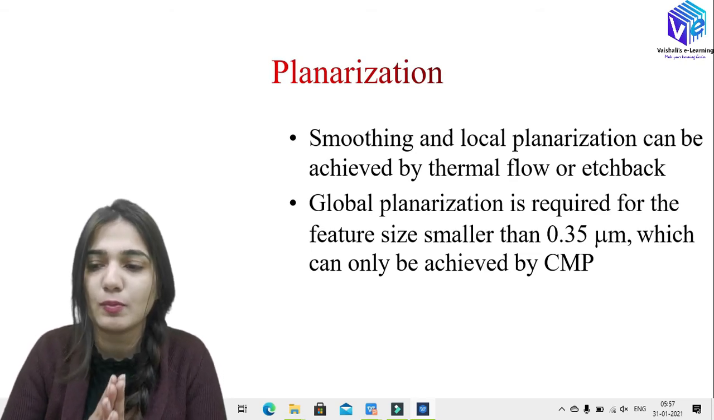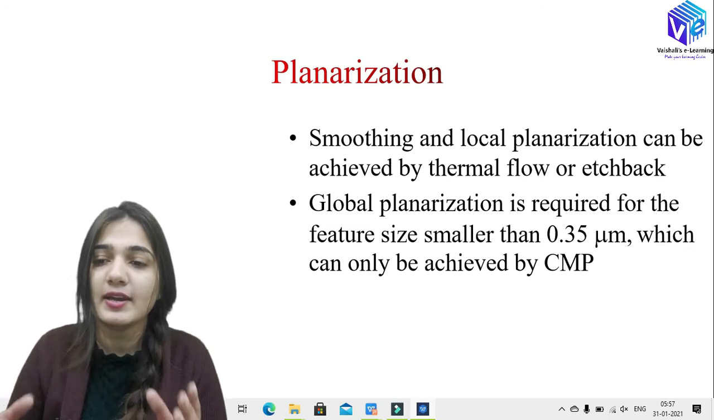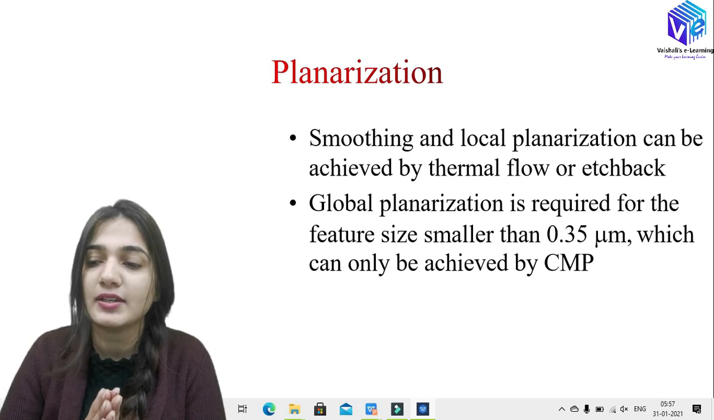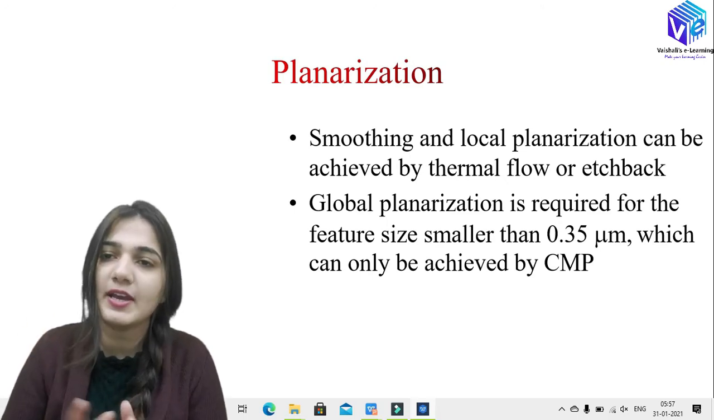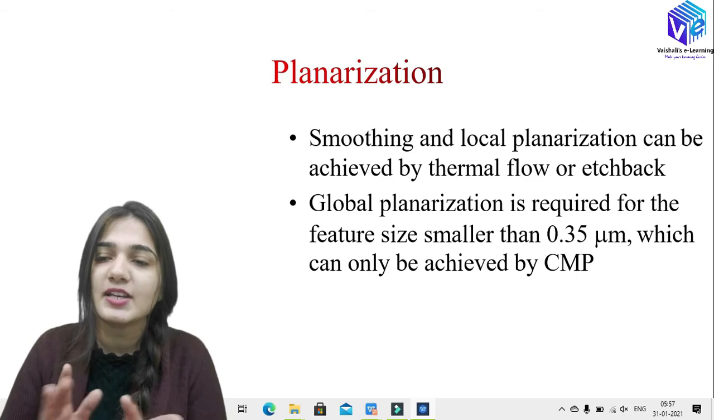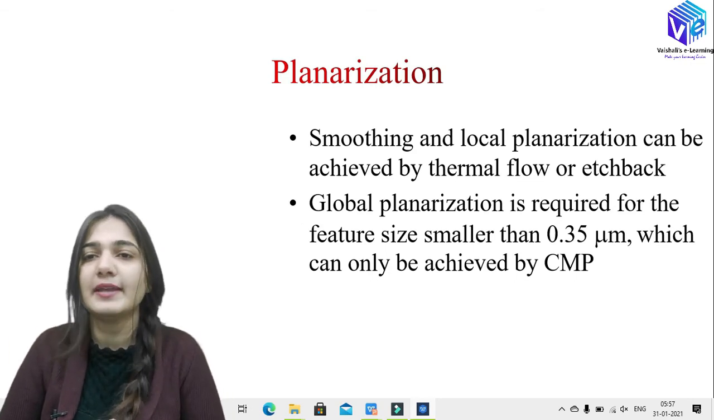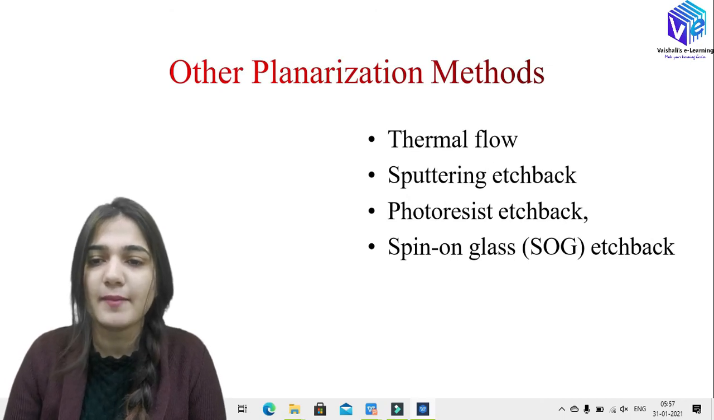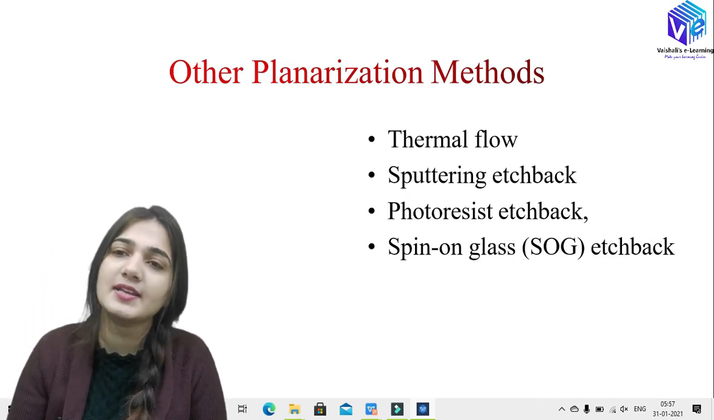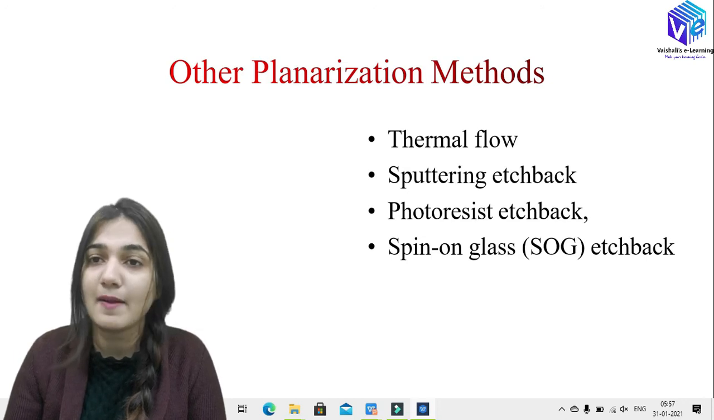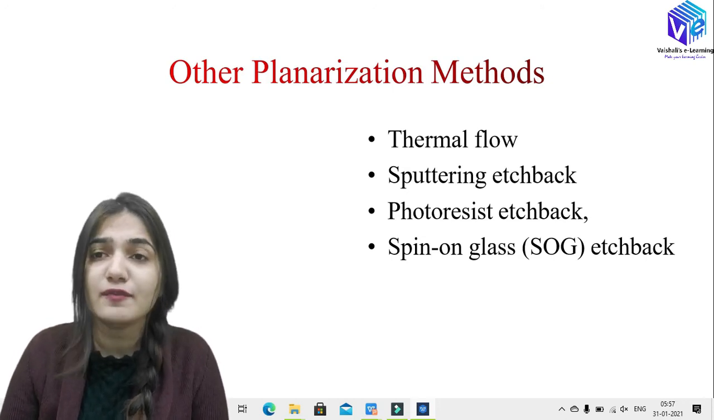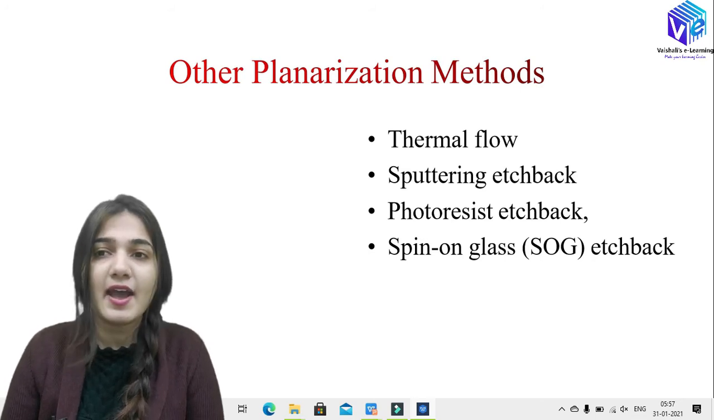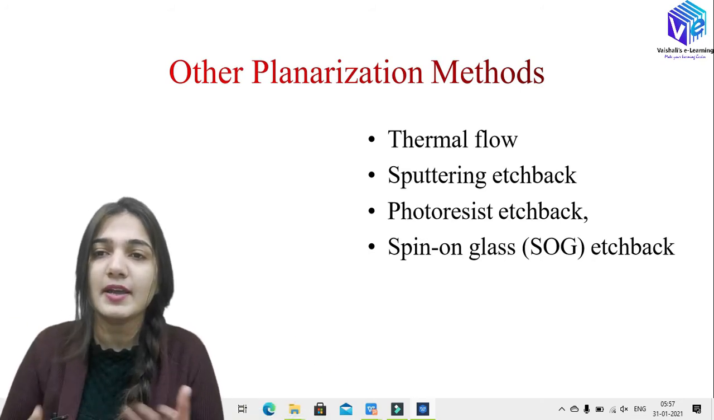But if I talk about global planarization, if I have a very small feature size, lesser than 0.35 micrometer, then the planarization of this structure can be achieved by CMP only. Okay, so this is a very important thing that you should remember. There are other planarization methods also, except CMP. A lot of you might be confused that only CMP is the method for planarization. If I have to make any layer planar, there can be other methods as well.